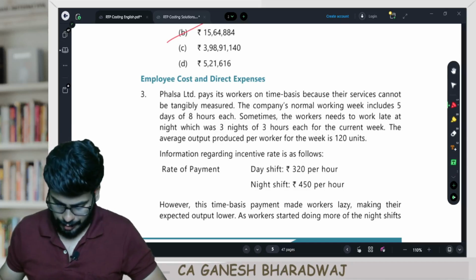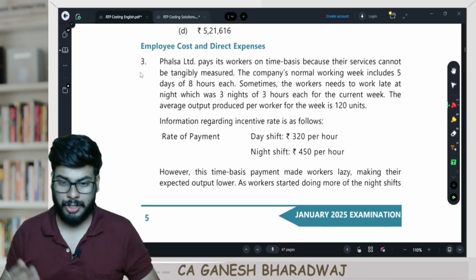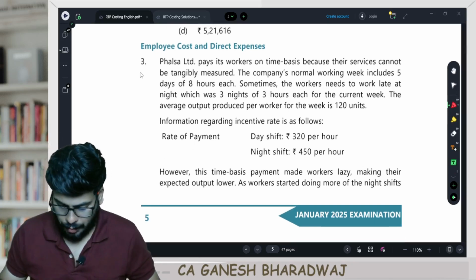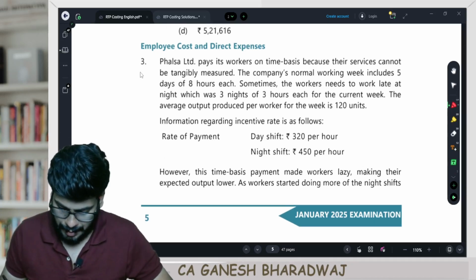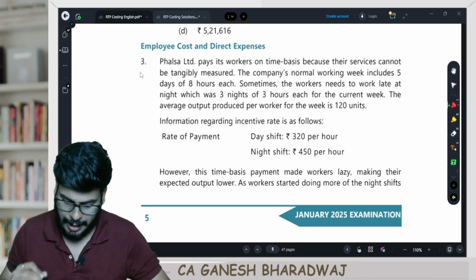Now, let's go to the next question, number 3. This question is from the employee cost chapter. Let me read out the question for you. Falsa Limited pays its workers on a time basis because their services cannot be tangibly measured.